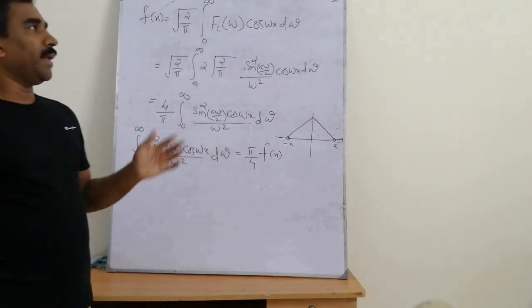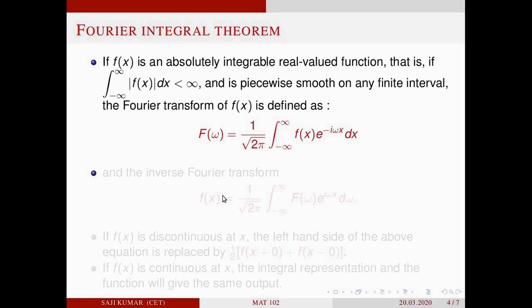Now we can see the Fourier integral theorem. If f(x) is an absolutely integrable real valued function, that is, if the integral from minus infinity to infinity of mod of f(x) dx is less than infinity, and is piecewise smooth on any finite interval, the Fourier transform of f(x) is defined as F(omega) equal to 1 by square root of 2 pi integral minus infinity to infinity f(x) e raised to minus i omega x dx. And the inverse Fourier transform f(x) is equal to 1 by root of 2 pi integral minus infinity to infinity F(omega) e raised to i omega x d omega.